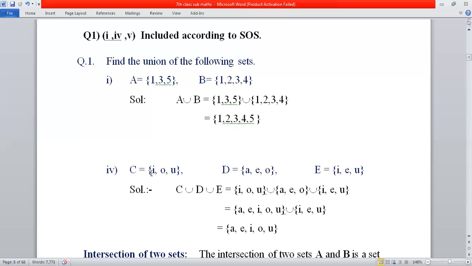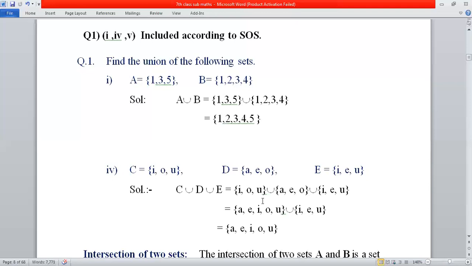If you check the fourth part, here you are given three sets. Set C is I, O, and U, set D is A, E, O, and set E is I, E, U. So you are going to find the union of these three sets, C union D union E. You copy in the same way. In place of C you write its set, then the union symbol, and after that in place of D you write set D, and in place of union you write union, and then set E.